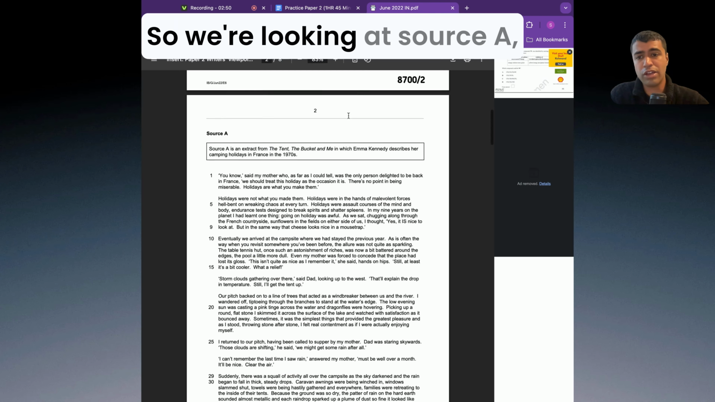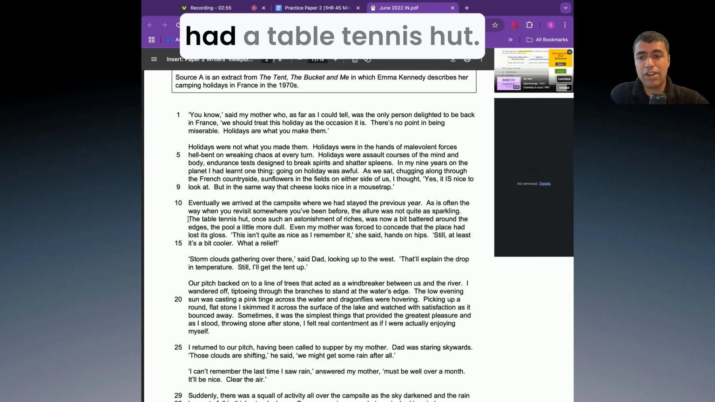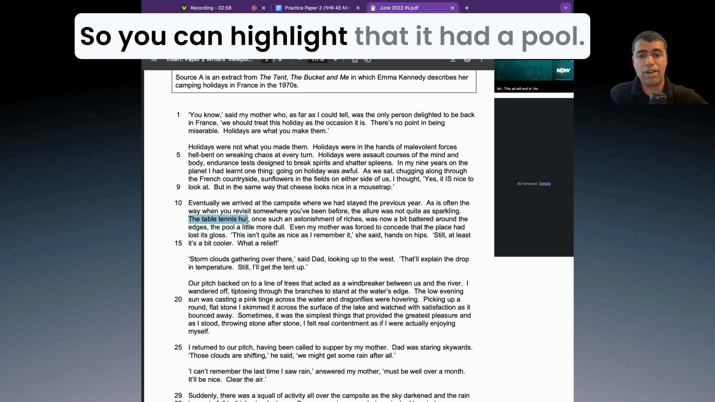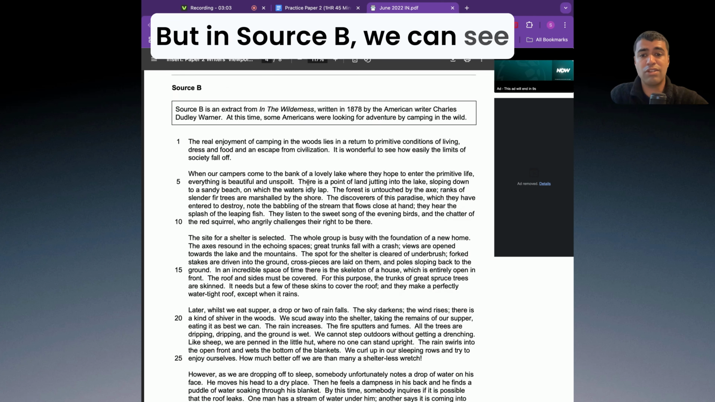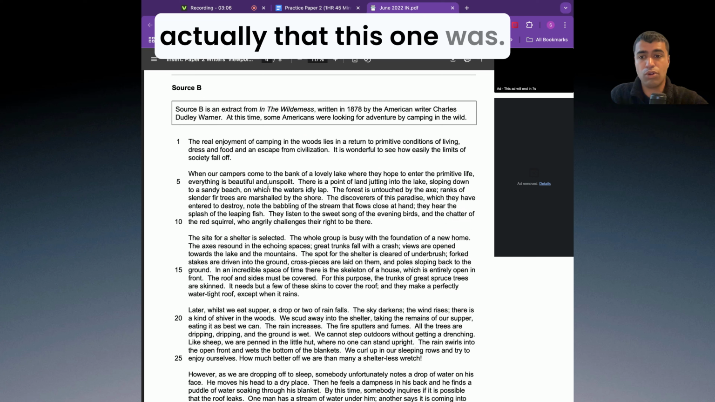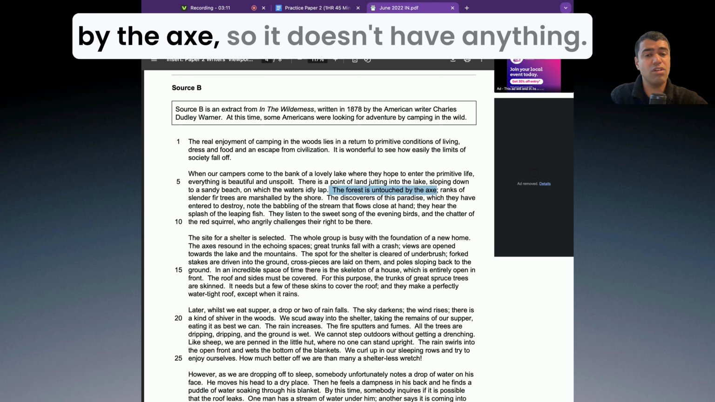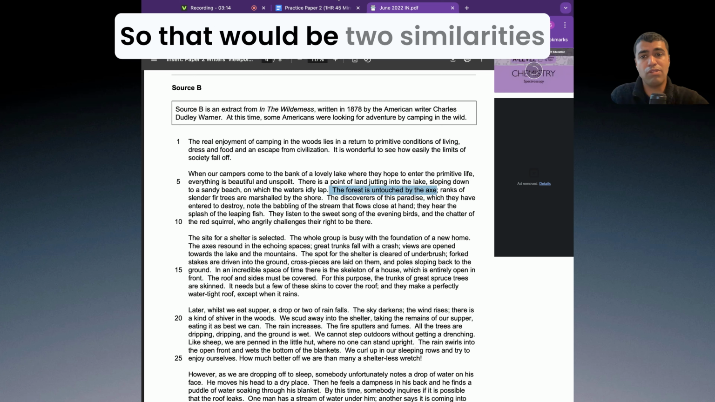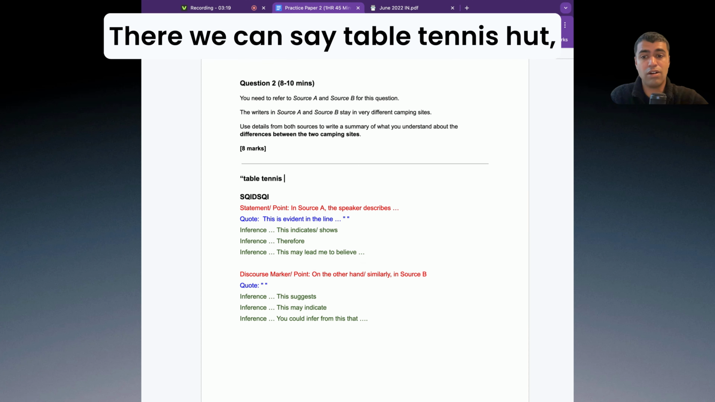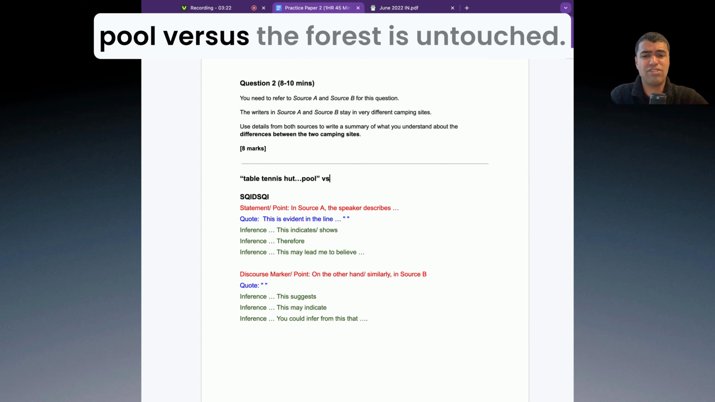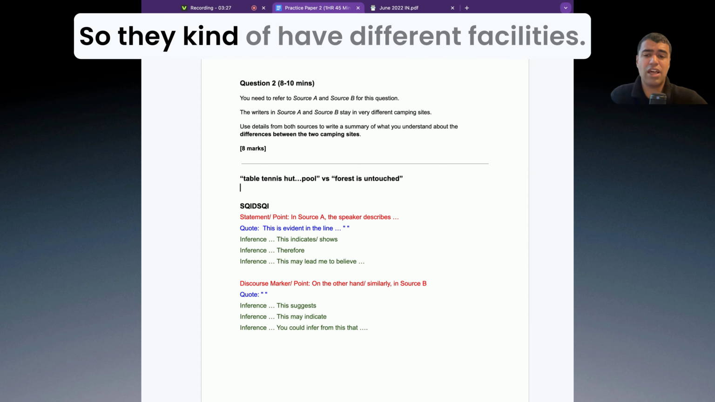So if we're looking at source A, it's the more modern one. And we can see that this campsite had a table tennis hut. So you can highlight that. It had a pool. There you go. But in source B, we can see that it said the forest is untouched by the axe. So it doesn't have anything. So that would be 2 differences there. We can say table tennis hut, pool, versus the forest is untouched. It's got nothing. There are no facilities there. So they have different facilities.